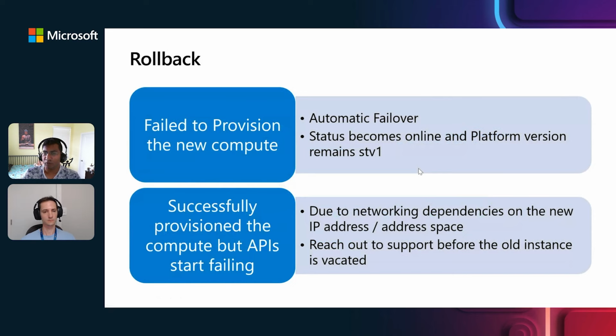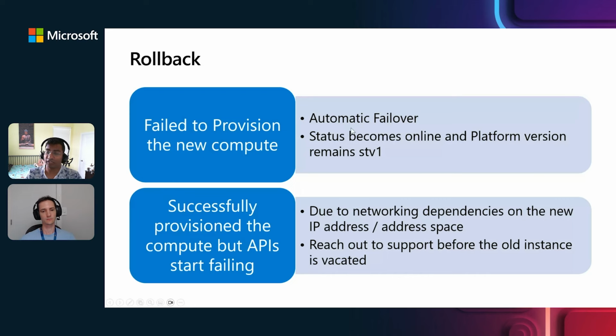So if you haven't successfully migrated, you have to look at what failures look like and how the failures are handled in this whole migration process. There are two cases where your migration can fail: if Azure fails to provision the newer compute, or if Azure successfully provisions newer compute, but the APIs are all failing because of upstream or downstream network dependencies. If it is a failure during the provision of the new compute, that means the new compute never got created, so API management will automatically fail over to the older instance.